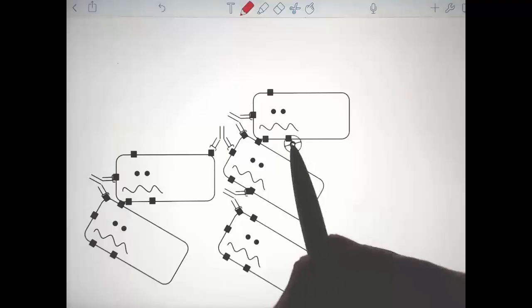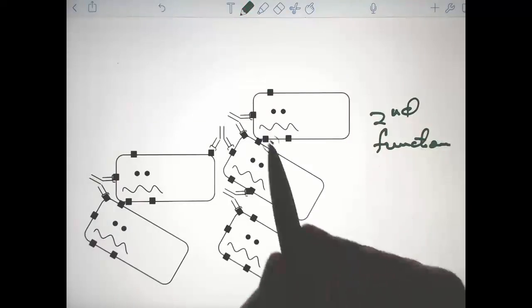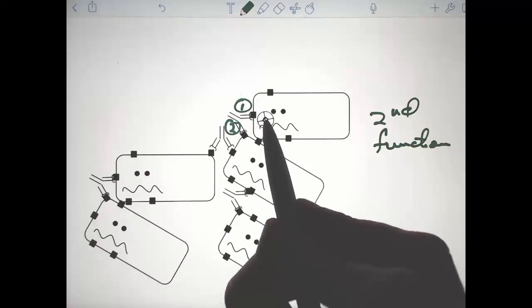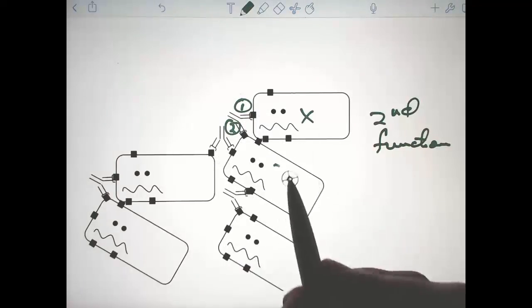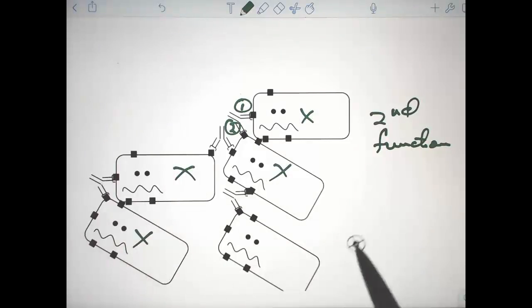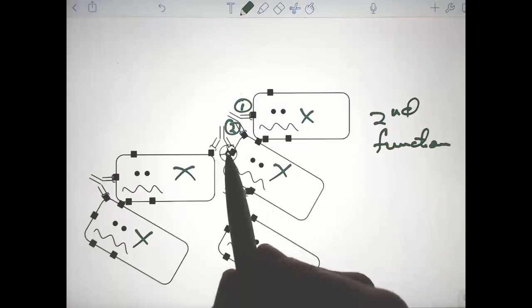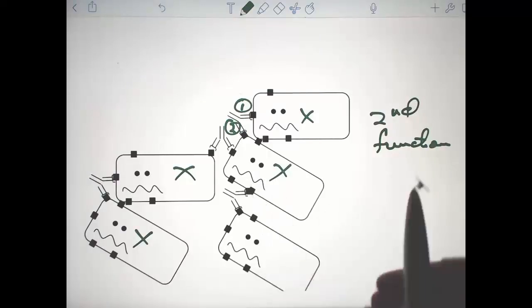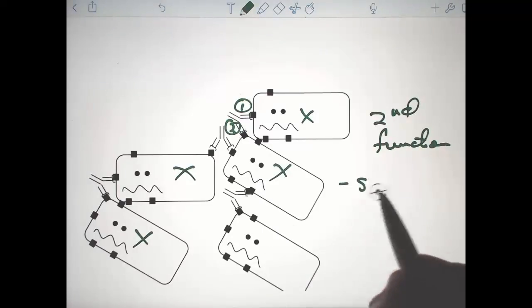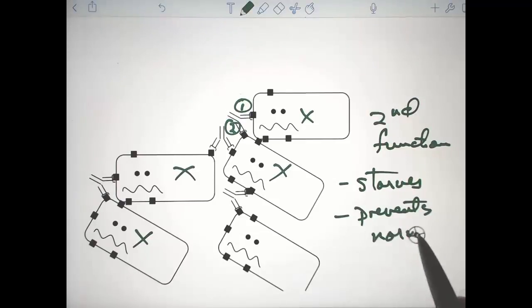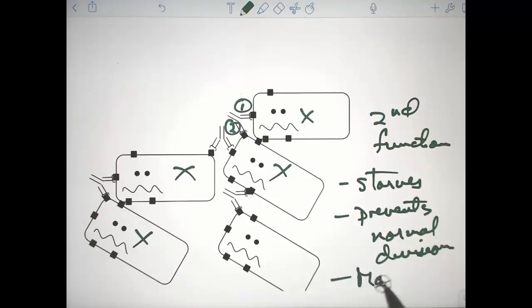A second function of antibodies, because of those two arms, the same antibody can actually bind two different bacteria. And by doing so, they clump bacteria into a tight mass. These are not to scale. These proteins, of course, are much smaller than the bacterium. And so the bacteria are held tightly together, which starves them and prevents normal replication, and of course marks them for macrophages.